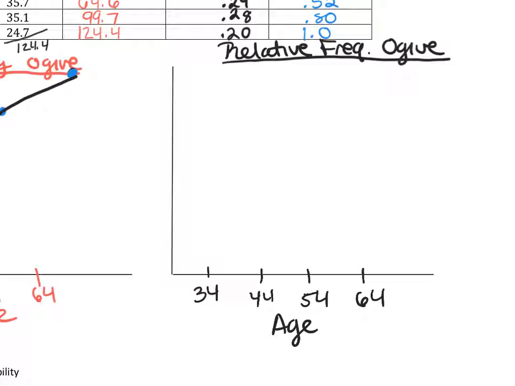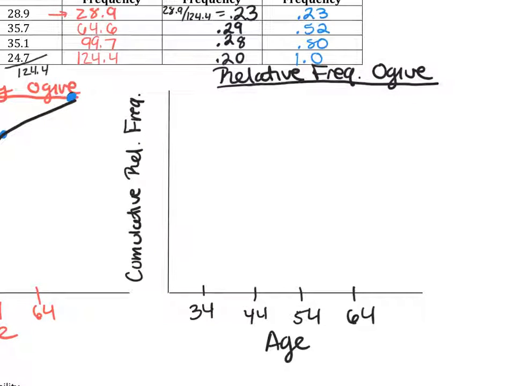Then our y-axis will be the cumulative or relative frequency. And so this one, your y-axis should always go up to 1, because remember, cumulative relative frequency, that last one should always be 1 or very close to it. So our top label here should be 1. We can go up by 0.25.